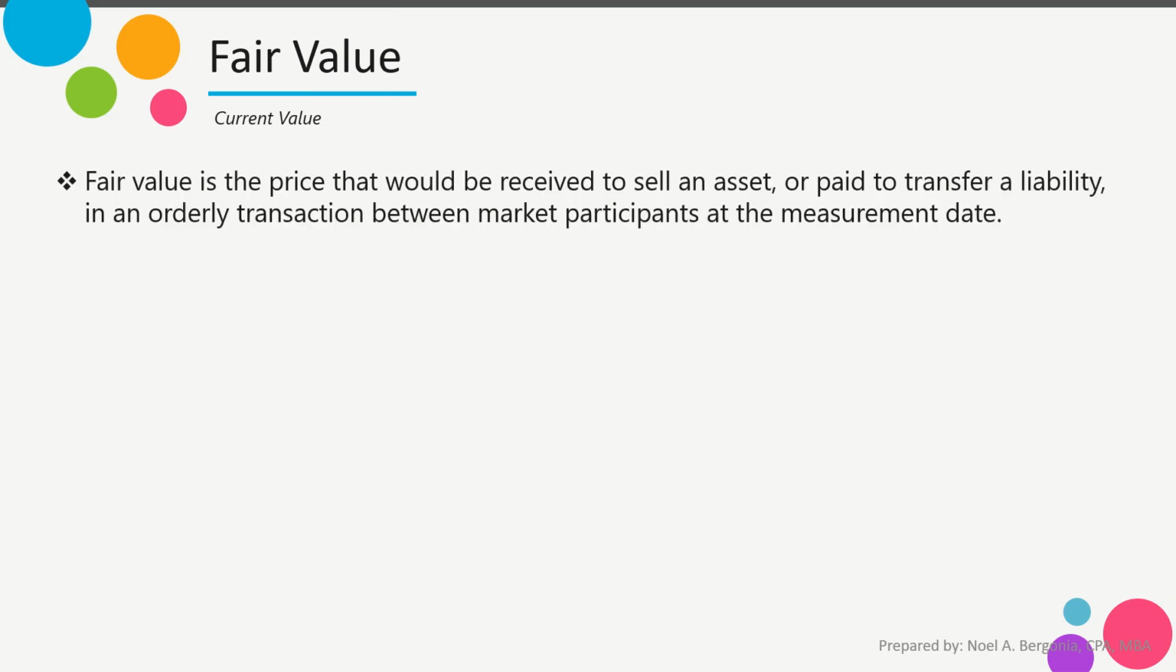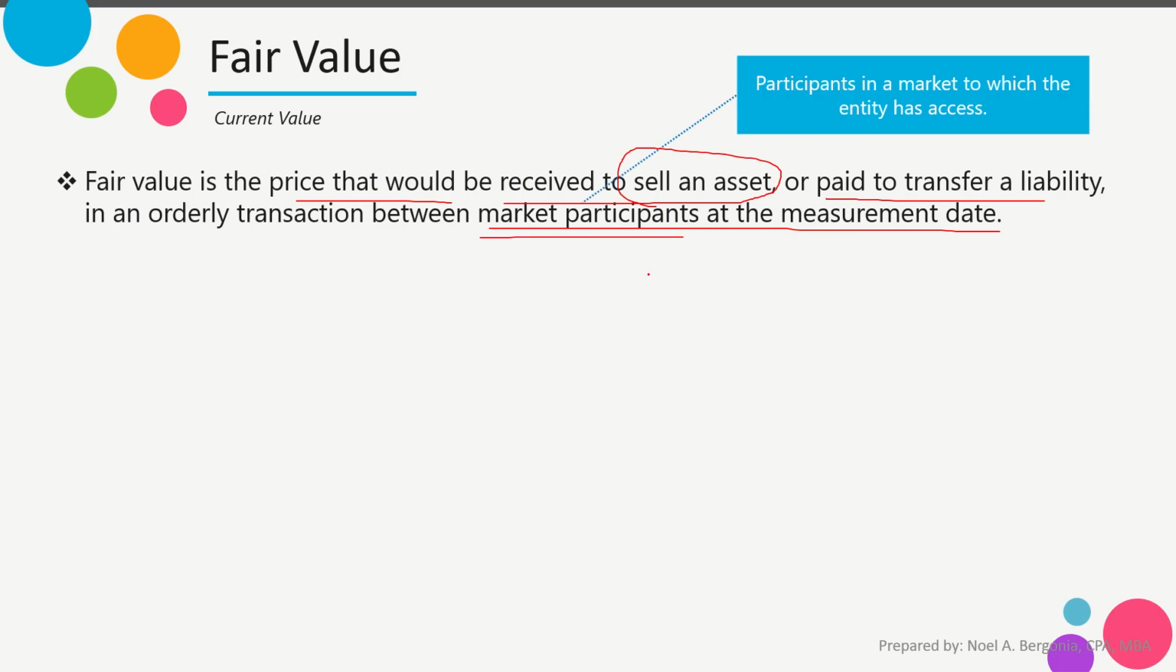So when we talk about fair value, okay, it is a price. It is a price that would give rise to sell an asset, take note of that, or paid to transfer a liability in an orderly transaction, okay, between market participants at measurement date. Okay, so parang kino-consider mo dito na fair value siya if there is a consideration of market participants. Okay? So ano po ba yung market participants?